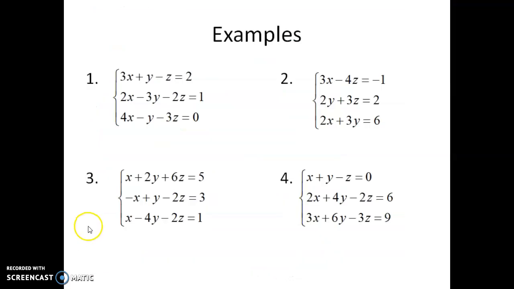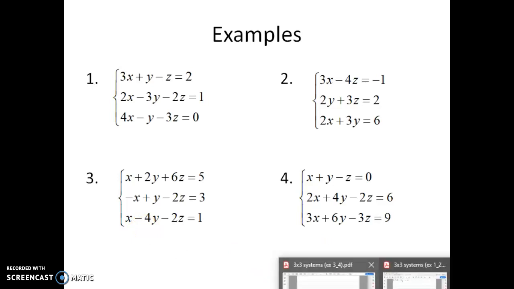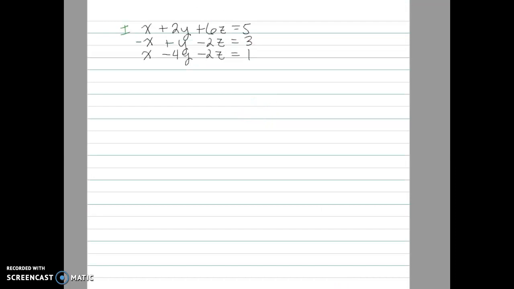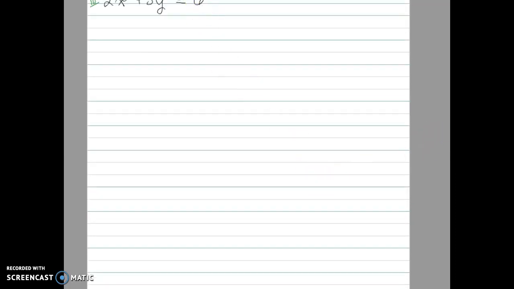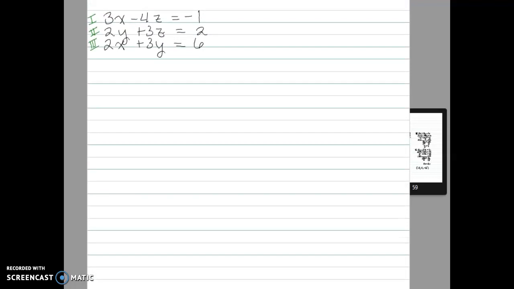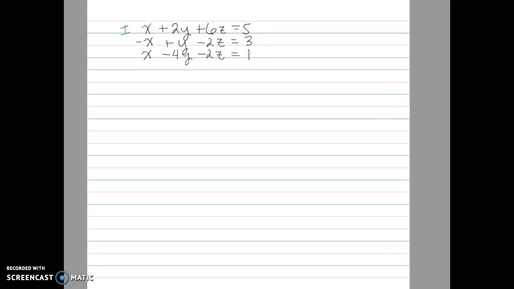Alright, let's take a look at the third and the fourth examples. These two examples show you some funky things that could happen when you have three equations with three variables. Here's our third example, and once again I'm going to label my equations 1, 2, and 3 just to help you keep track. And the most important thing that you can do here is take your time, be neat with your work, give yourself some space. So my plan here is to take the first and the second equation and eliminate x because the coefficients are opposite.